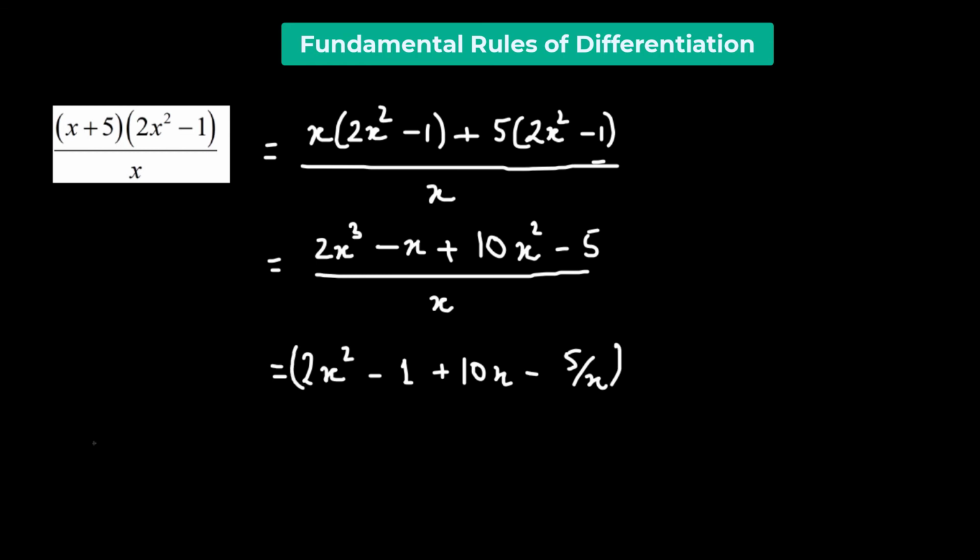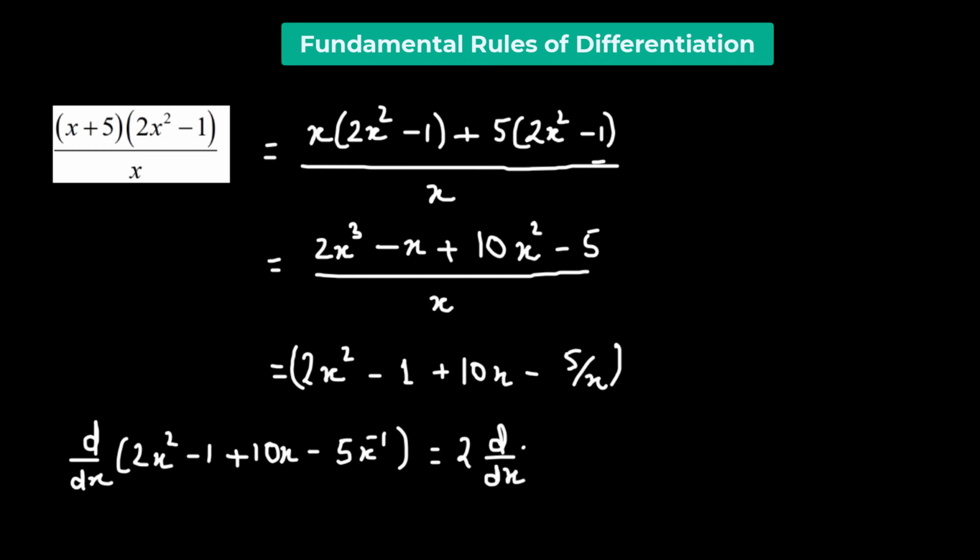So we have d over dx of 2x squared minus 1 plus 10x minus 5 times 1 over x, so that can also be written as x raised to the power of negative 1. So that will give us 2 times the derivative of x squared, minus the derivative of the constant function 1, plus 10 times the derivative of x, minus 5 times the derivative of x raised to the power of negative 1.